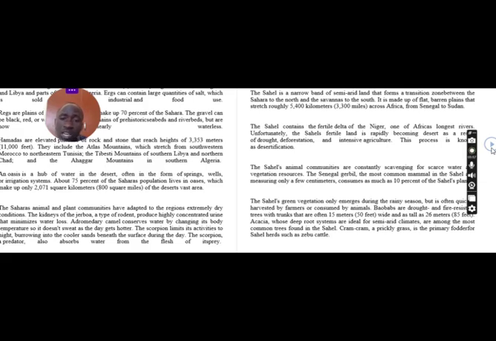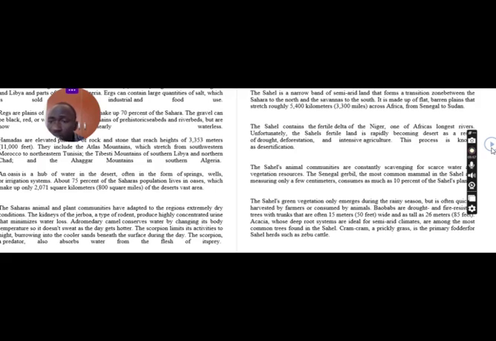Then you have what is called the Sahel. The Sahel is a narrow band of semi-arid land that forms the transition zone between the Sahara to the north and the savannas to the south.